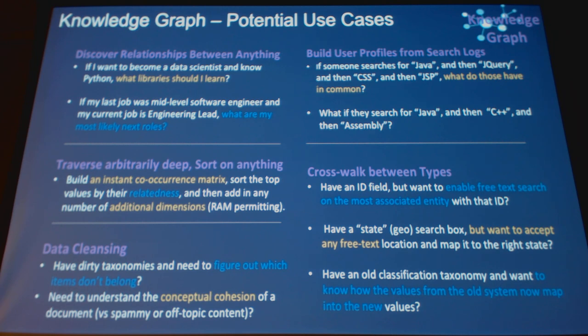And then finally, I can crosswalk between types. If I have an ID field but want to enable a free text search, to find the most commonly associated ID with any keyword that was typed in, I could allow someone to do a keyword search, map it to the most likely ID, and return that ID. Or if I have a geo box that only accepts US state, I could allow someone to type in some other location, like a city, and it could figure out what the state is supposed to be and search on the state, just by looking at that statistical correlation. And if I have an old classification taxonomy and a new classification taxonomy, I need to map the old one to the new one. I can crosswalk very easily to do that.